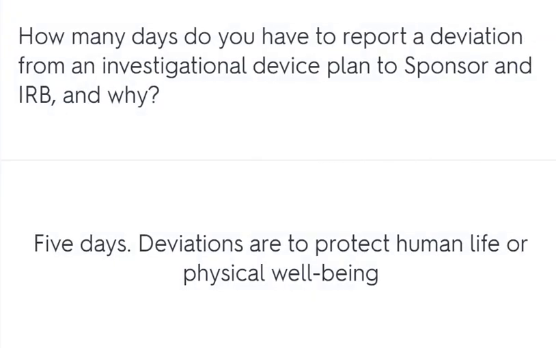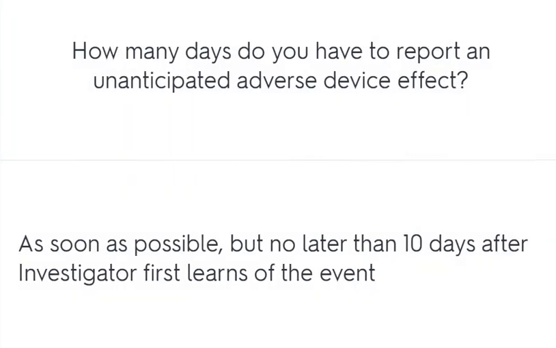How many days do you have to report a deviation from an investigational device plan to the sponsor and IRB, and why? 5 days. Deviations are to protect human life or physical well-being. How many days do you have to report an unanticipated adverse device effect? As soon as possible, but no later than 10 days after the investigator first learns of the event.